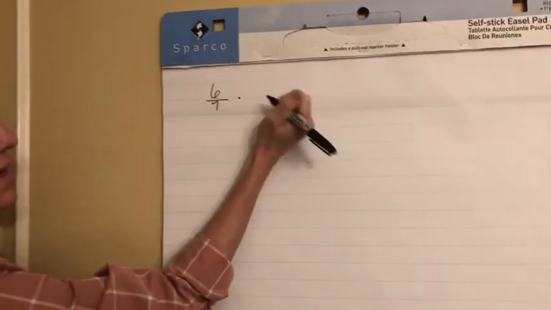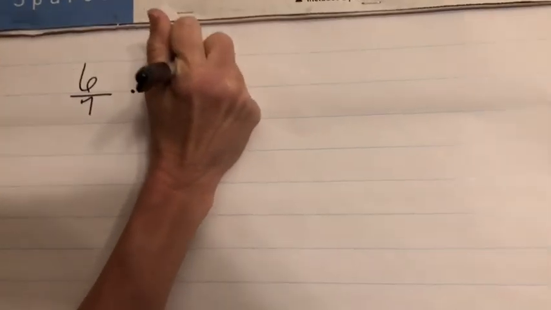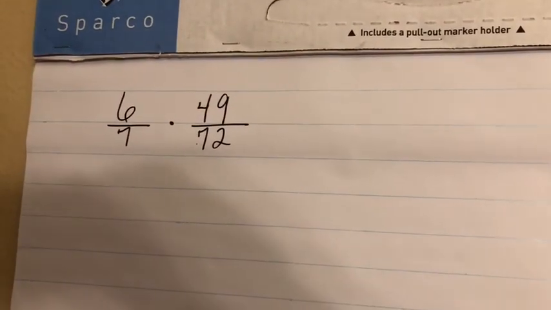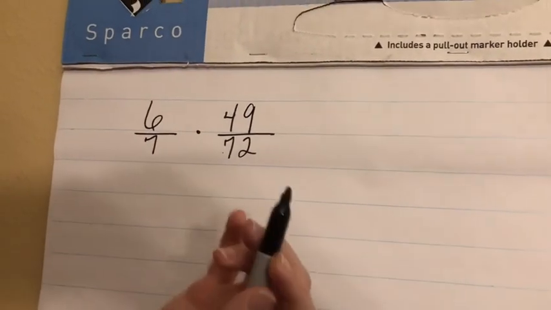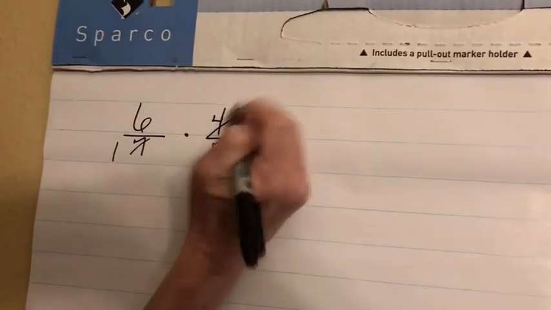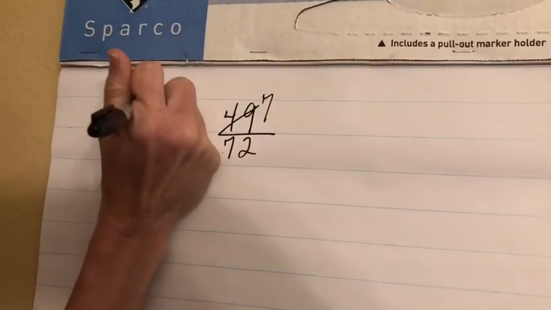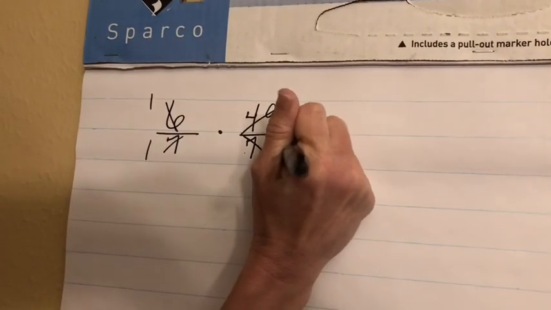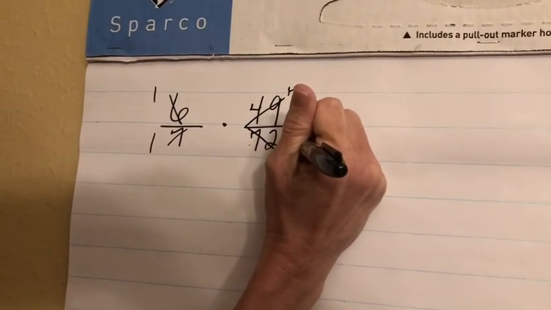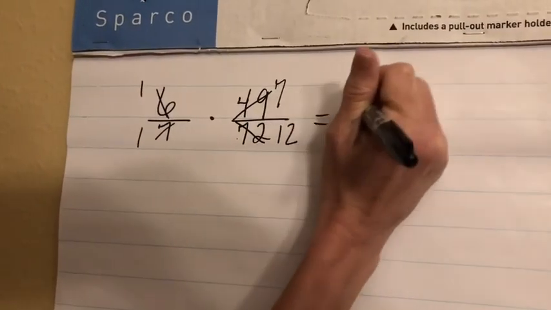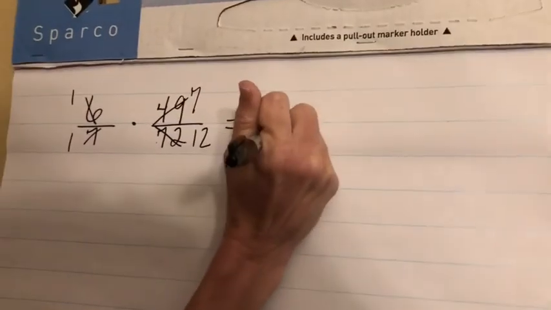6/7 times 49/72. Okay? And in this sort of a problem, what can you do? You can cross cancel, right? The 7 becomes a 1, 49 becomes a 7, 6 becomes a 1, and 72 becomes 12. Okay? And so then your final answer is 7/12.